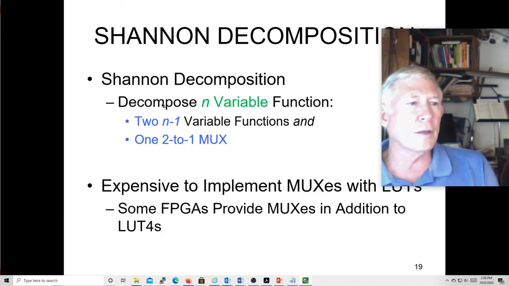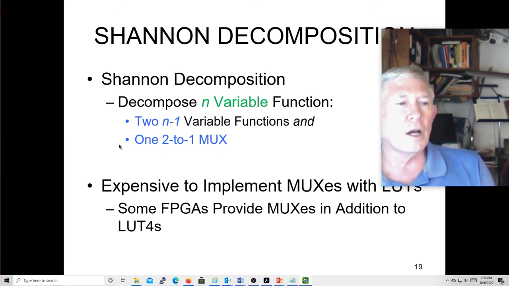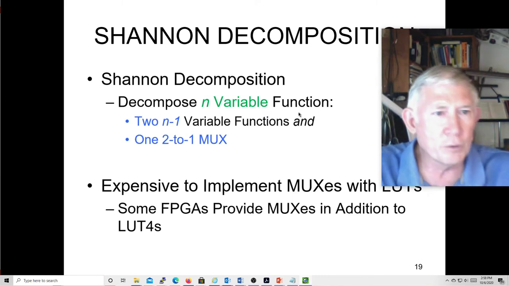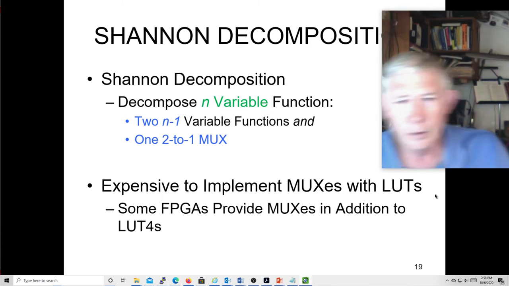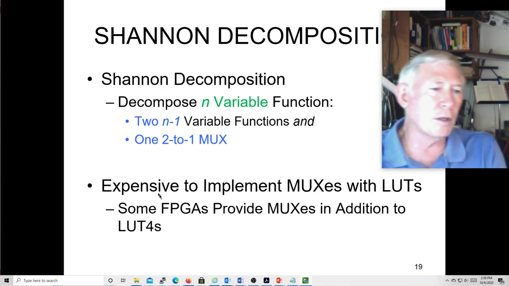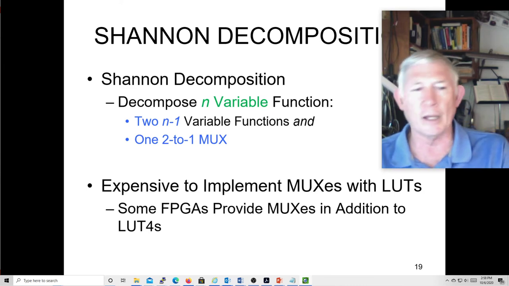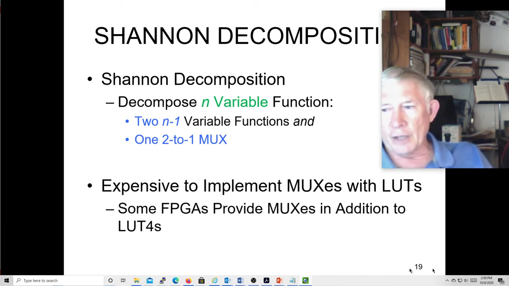All right, so in Shannon's decomposition, you can decompose an n-variable function into two n-1 variable functions and one 2-to-1 mux. So if you have a multiplexer, it definitely helps you because otherwise you have to burn another lookup table. So always remember that it's very expensive to implement muxes with lookup tables. Most of the Xilinx FPGAs provide lookup tables and multiplexers, and that's why. That's kind of the main point to get out of this.